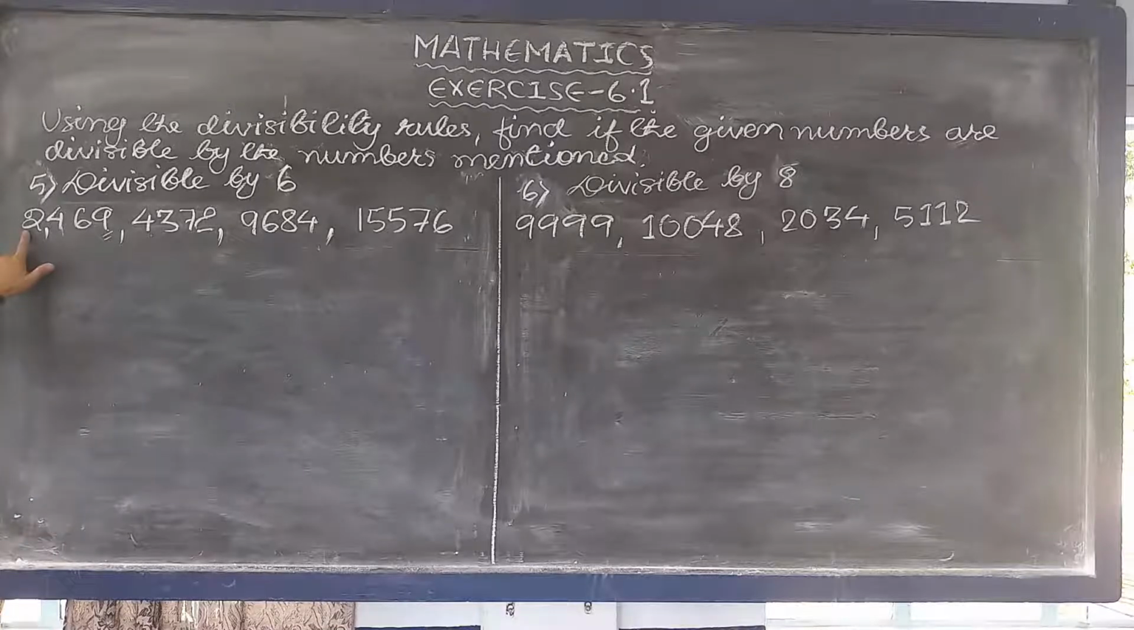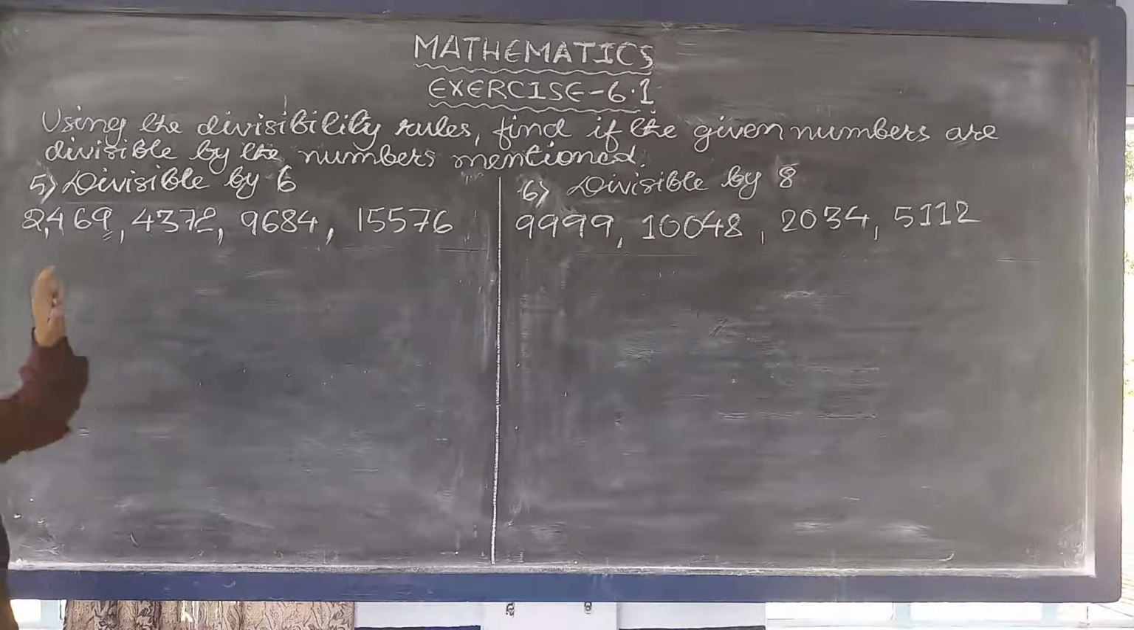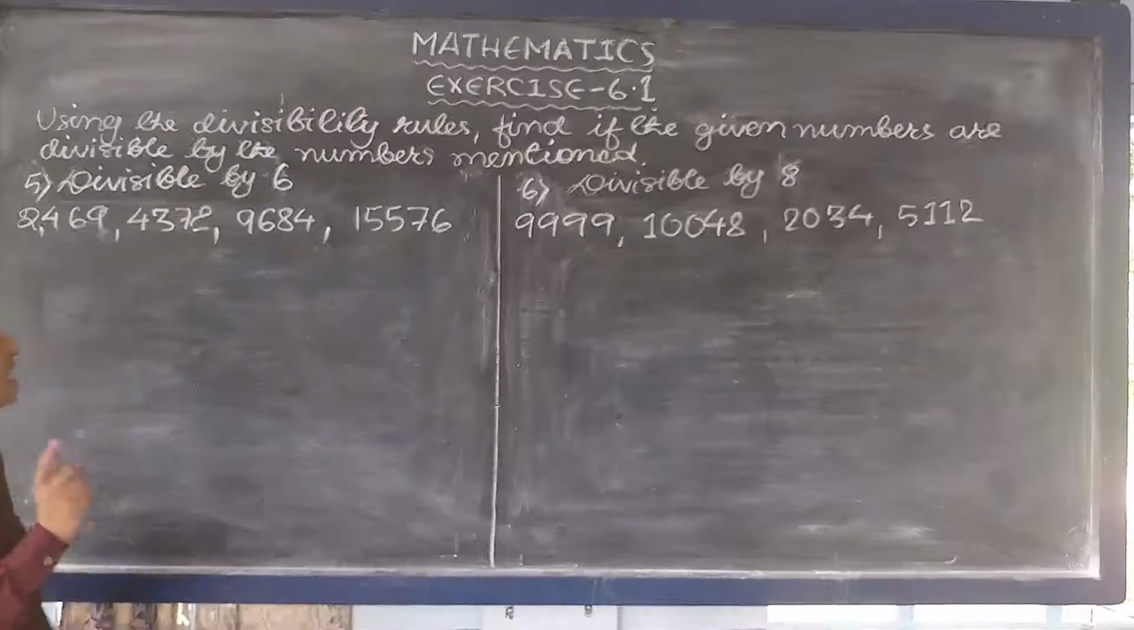Now sum of this number. This number is not divisible by 2. Sum of this number, 2 plus 4, 6. 6 plus 6, 12. 12 plus 9, 21. 21 is a multiple of 3. It is divisible by 3, but it is not divisible by 2. So this number is not divisible by 6.